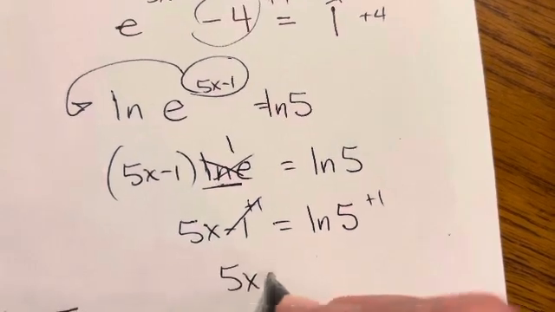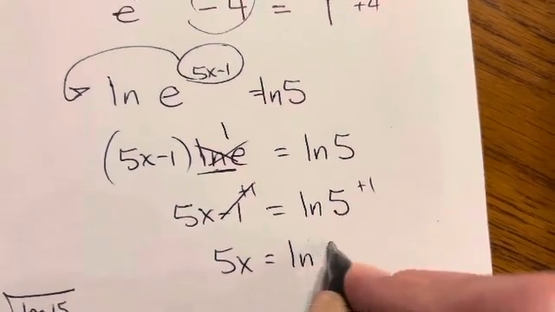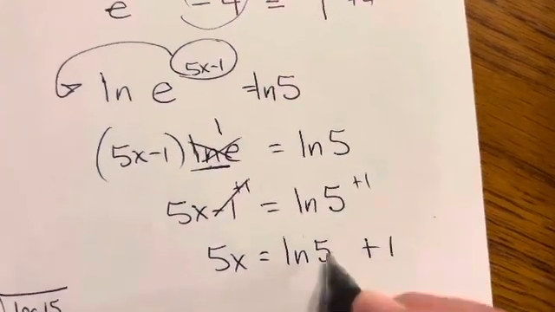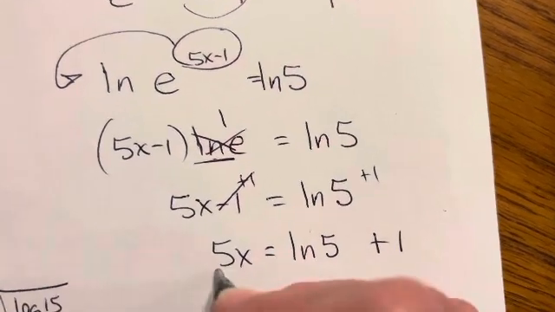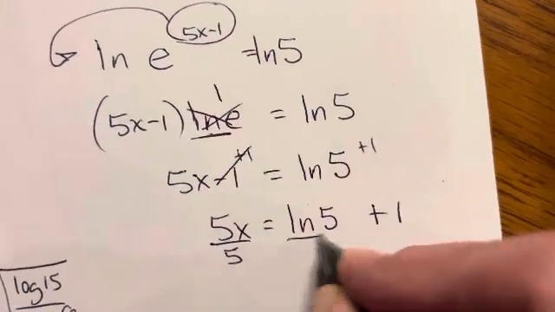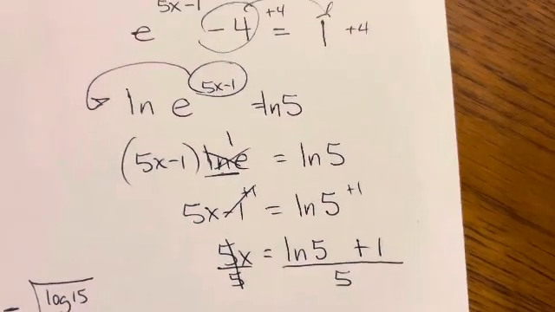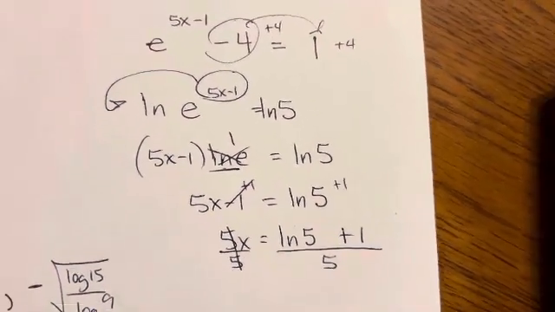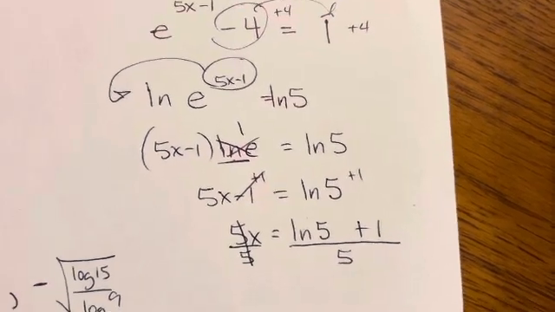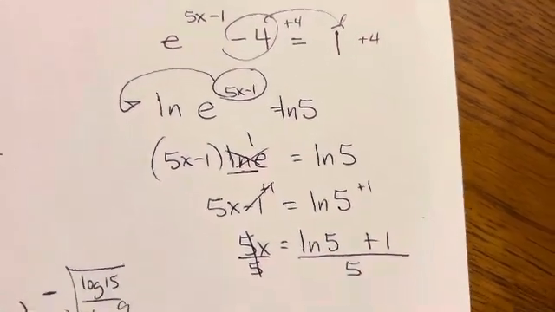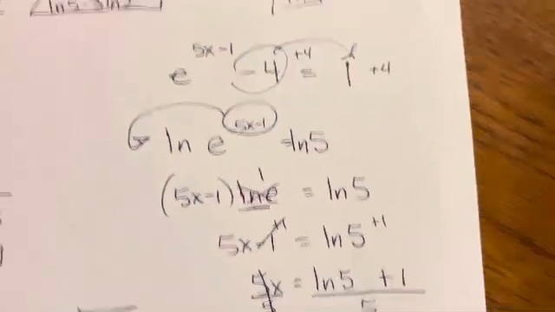So I have 5x equals the natural log of 5 plus 1. That is not 6, don't even try it. And then divide both sides by 5. There you go. And that would be your answer. And again, hit it in your calculator just like you see it. This is the exact answer. The approximate is when you round off that decimal.